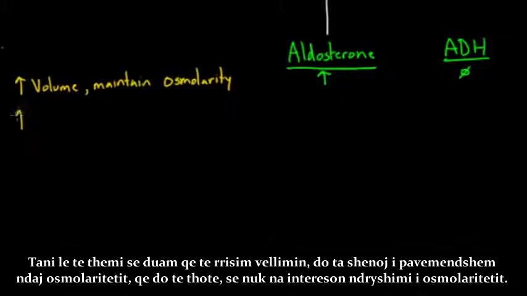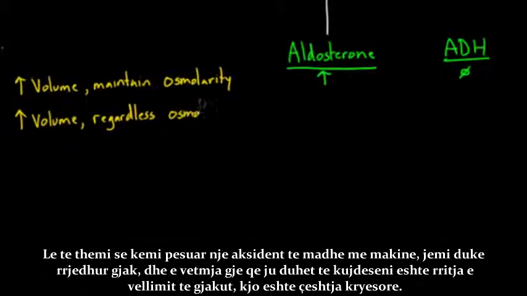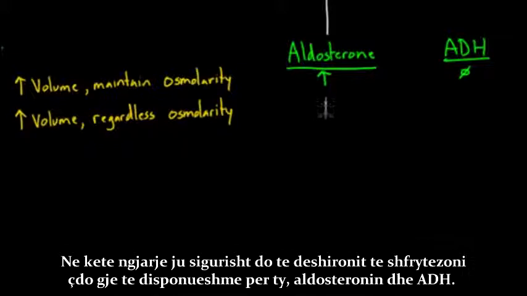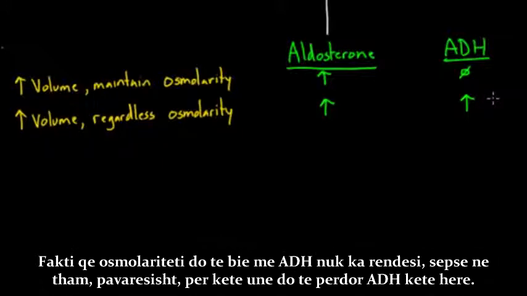Now let's say you wanted to increase volume, and I'll write regardless of osmolarity. Regardless. Meaning you don't really care if osmolarity changes. And this could be like, let's say you have a big car accident and you're bleeding out, and the only thing you really care about right away is increasing your blood volume. That's the only thing that matters. So you really want to increase volume and you want to do it fast. Well, in this scenario, you're definitely going to want to use everything available to you, aldosterone and ADH. And the fact that osmolarity will go down with ADH really doesn't matter because we said regardless in this scenario. So because of that, I'm going to employ ADH this time.